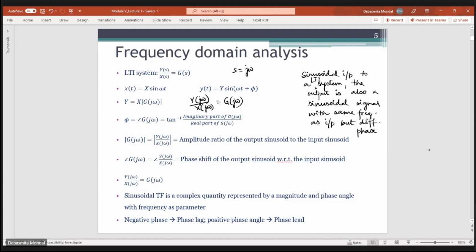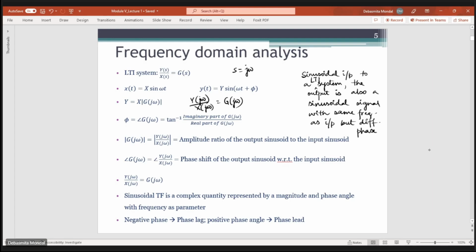Right. So similarly, the magnitude of the transfer function will be the ratio of the magnitudes of the output sinusoid to the input sinusoid. Okay, so the magnitude of the transfer function is the amplitude ratio of the output sinusoid to the input sinusoid, and the phase angle of the transfer function will be equal to the phase shift of the output sinusoid with respect to the input sinusoid. That is the phase difference between the output sinusoid, given by the angle of Y(j omega), and the phase angle of the input sinusoid, given by the angle of X(j omega). So this is the expression that we have.